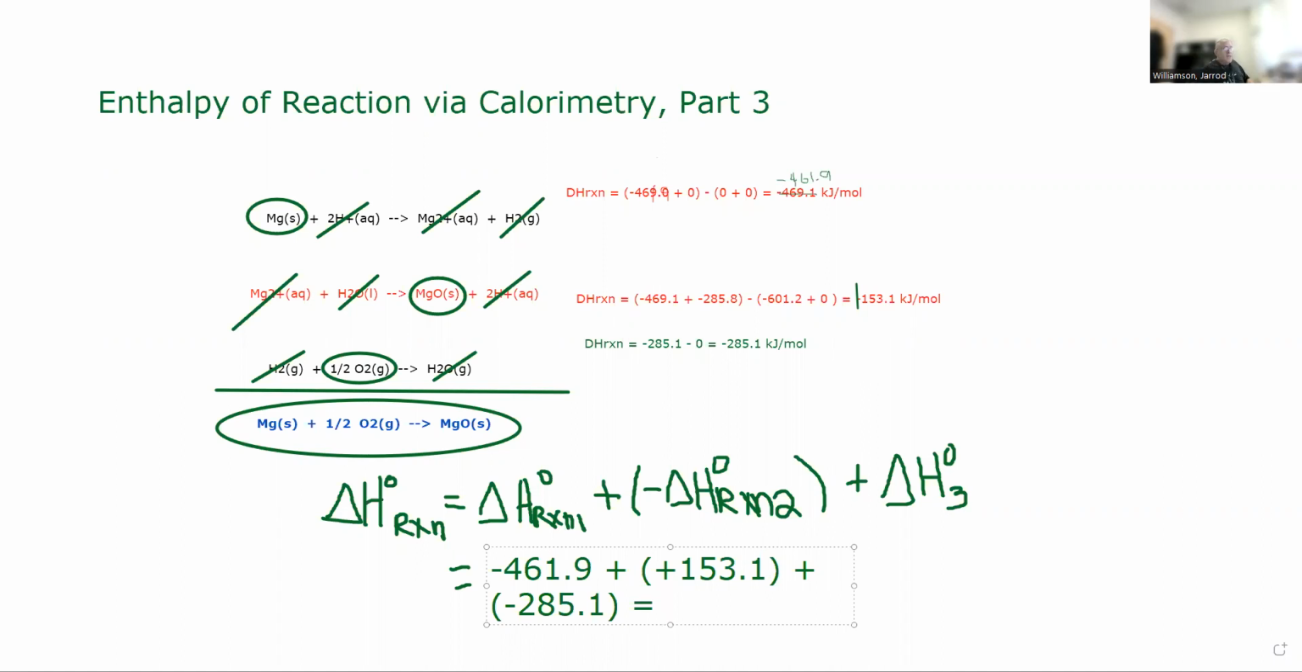When I do my math, I'm going to have 153.1 minus 461.9 minus 285.1 equals negative 593.9, whoops, negative 593.9 kilojoules per mole. And I think that's right.